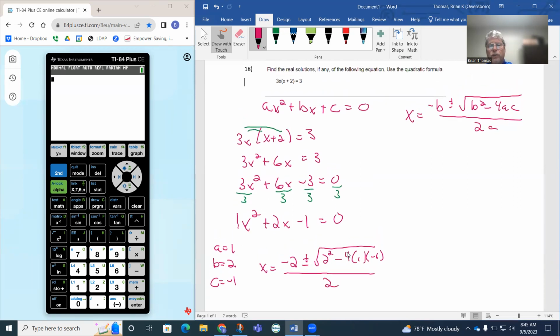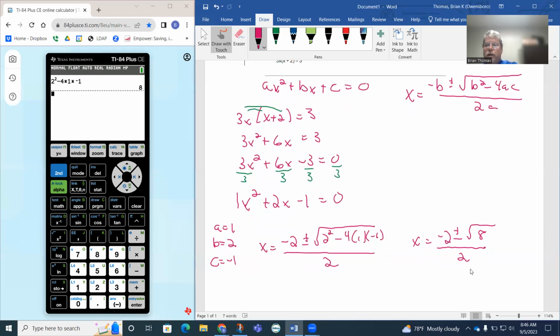So the next thing we have to do now is simplify. The first thing I simplify is what's inside the radical. On my calculator, I'm going to do 2 squared minus 4 times 1 times negative 1. That looks good. Hit enter. That's going to give me an 8. So x is going to equal negative 2 plus or minus the square root of 8, divided by 2. Now the next thing we have to do is simplify the radical.